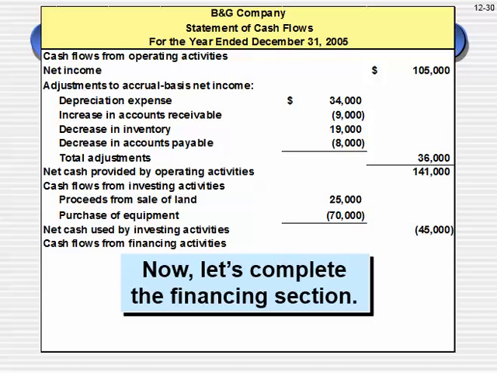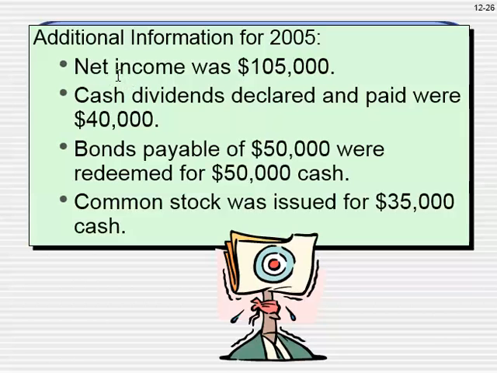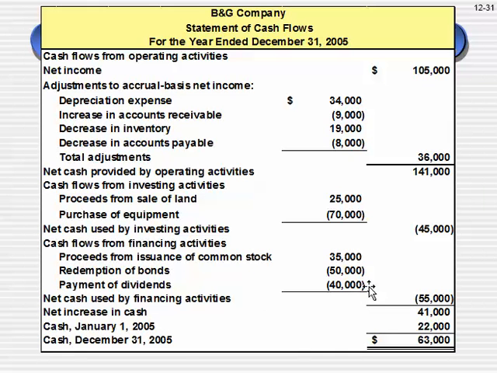And there was some information that was provided to us early on. Let me see if I can find it for you. Okay, so this additional information gave us the net income, which we already used. Cash dividends declared and paid were $40,000. Okay, so that tells us that's going to be an outflow of cash. Bonds payable of $50,000 were redeemed for $50,000 cash. That's another outflow. And then we issued stock for $35,000 in cash. That's going to be an inflow for us. So if we listed all three of those out under our financing activities section and added them together, we'll see that net cash used by financing activities was $55,000.